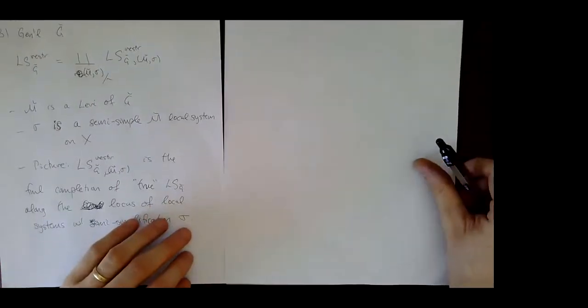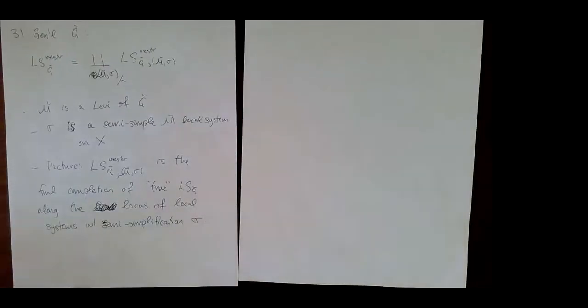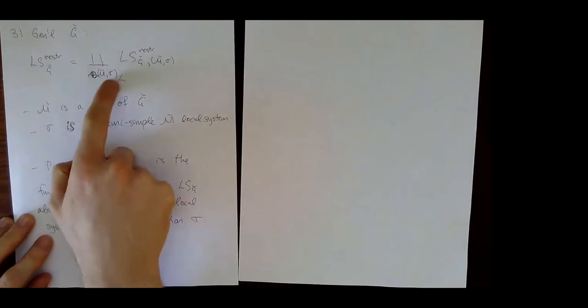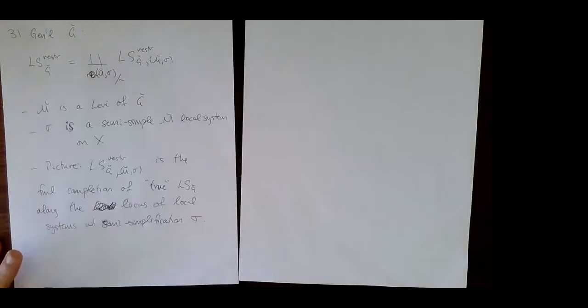Sorry, when you say the locus of local systems with semi-simplification sigma, these are M check local systems? No, G check local systems. So if you think of GL2, for instance, I could have two sorts of data for my semi-simple local systems. One would be a pair of rank one local systems, or I could have an irreducible rank two local system. And if I have a local system that's not irreducible, it has some semi-simplification, which will be that pair sigma one, sigma two of rank one local systems. There's a lot baked into mod equivalence and so on, but that's the idea.